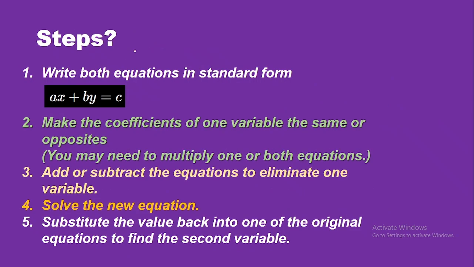So these are the steps. Step 1: write both equations in standard form. So we're going to write it in this form right here, where a coefficient is multiplied by x plus a coefficient multiplying y is equal to c, which would be our answer.